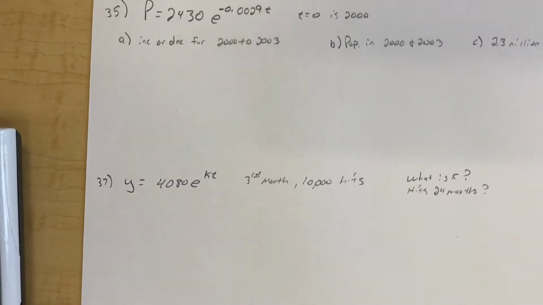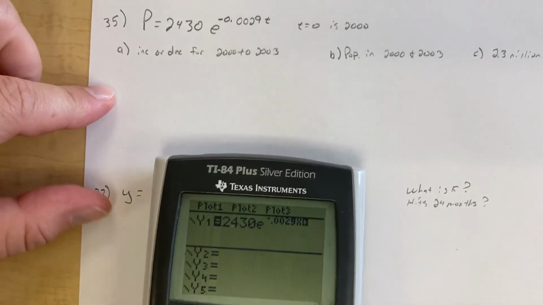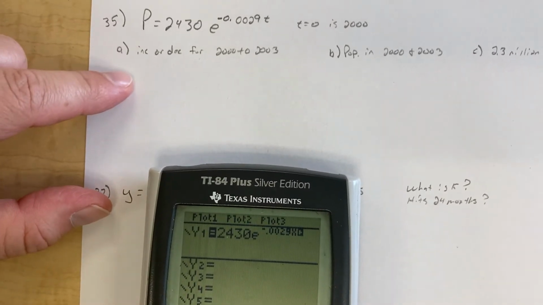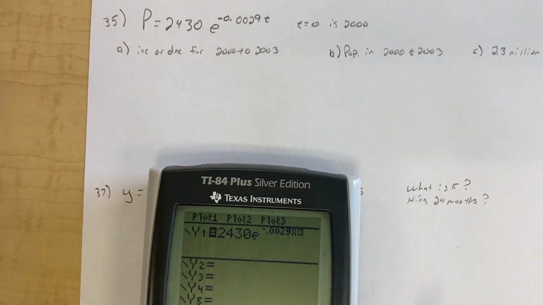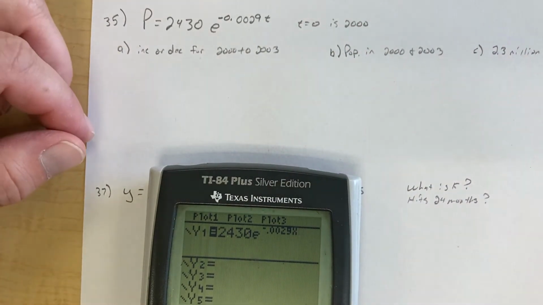All right, these are the answers to page 265. Just a few problems for us to kind of play around with. The first one gives us an equation. It wants to know if we're increasing or decreasing from 2000 to 2003. So from 0 to 3, we want to know, are we going up or down?